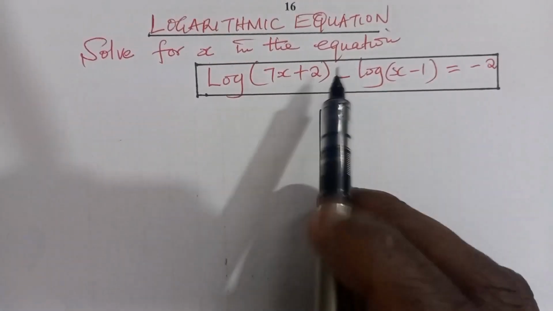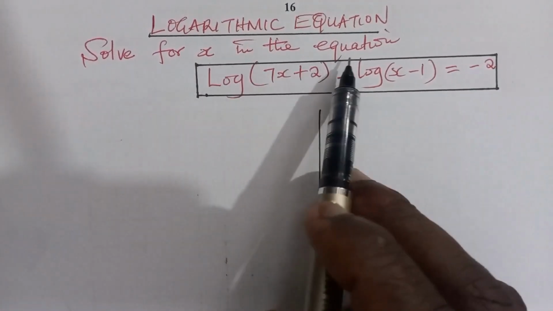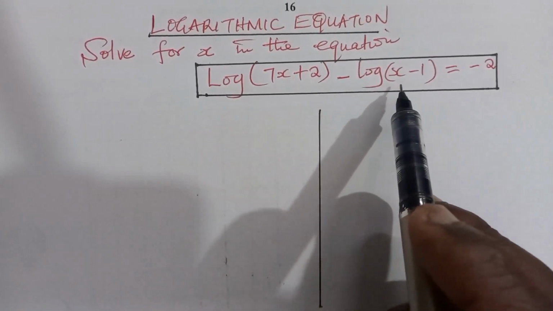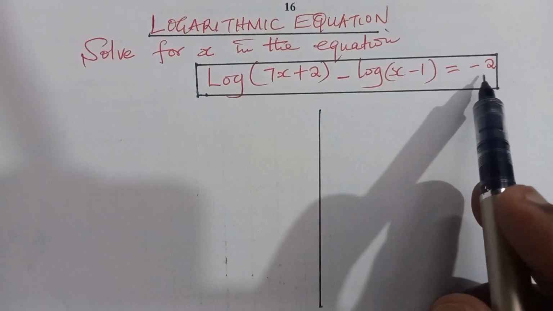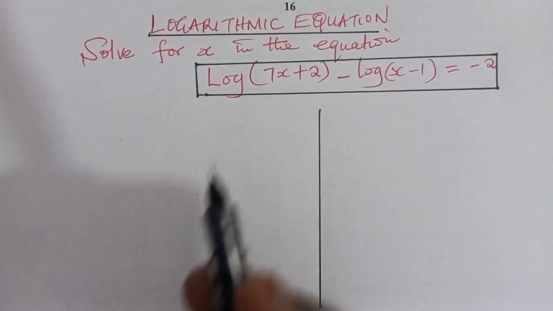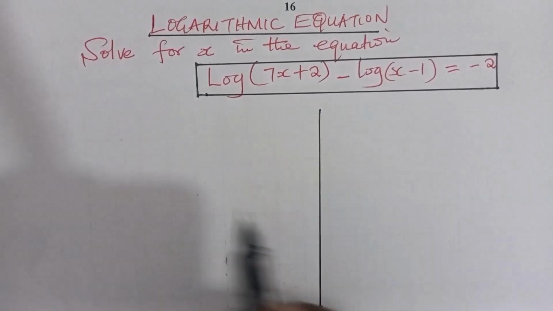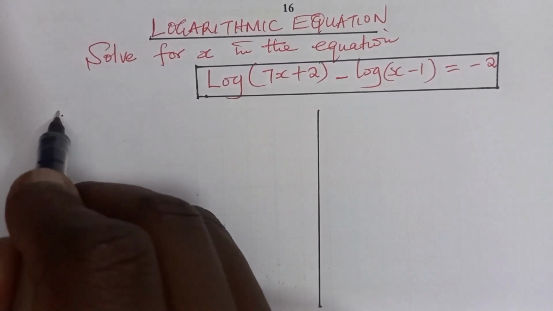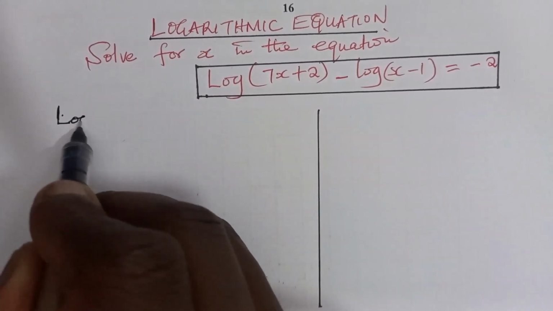Solve for x in the logarithmic equation: log of 7x plus 2, subtract log of x minus 1, is equal to negative 2. To solve this question, you need to recall a very important law of logarithms, and this is the law that you're going to use.